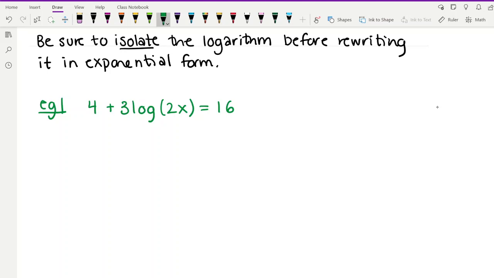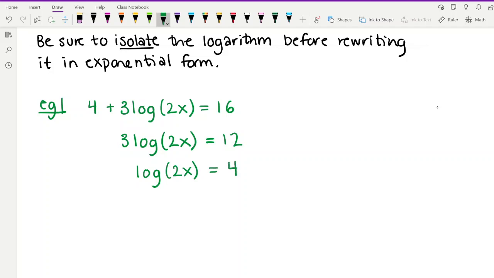So we can start by subtracting 4 from both sides. And that will give us 3 times log of 2x is equal to 12. And then we're still not completely isolating the log yet, right? We still have to divide both sides by 3. So if we divide both sides by 3, we get log of 2x is equal to 4.